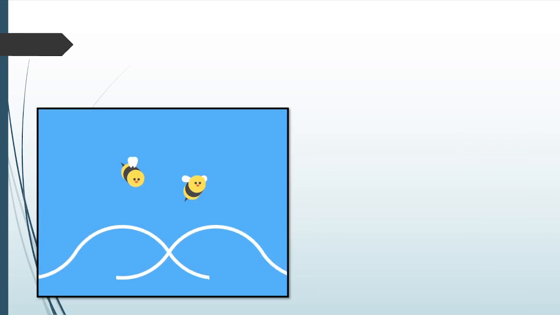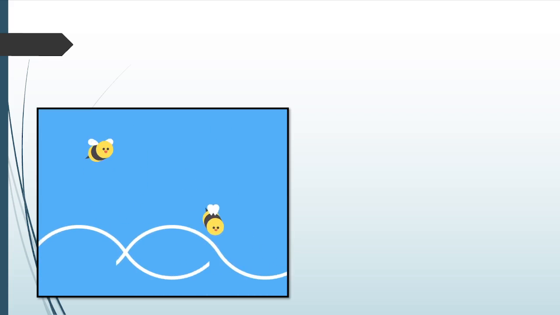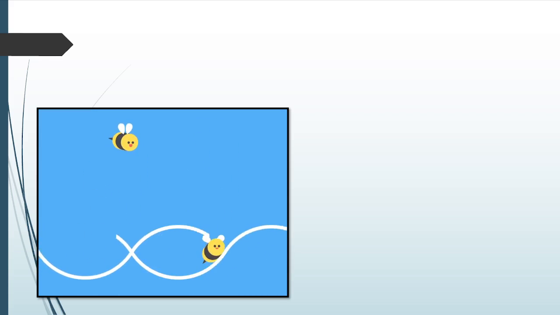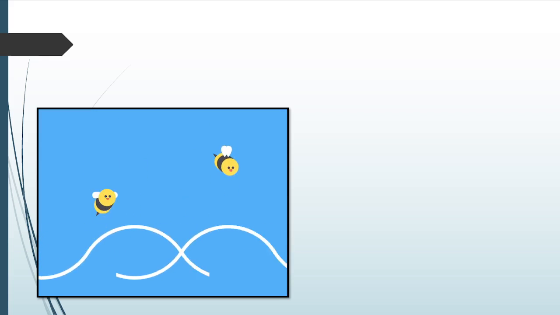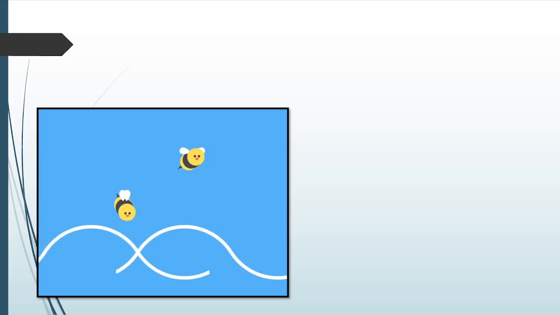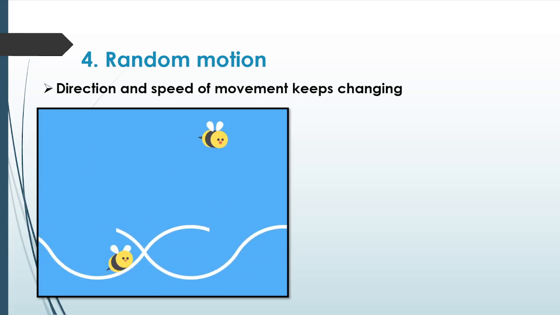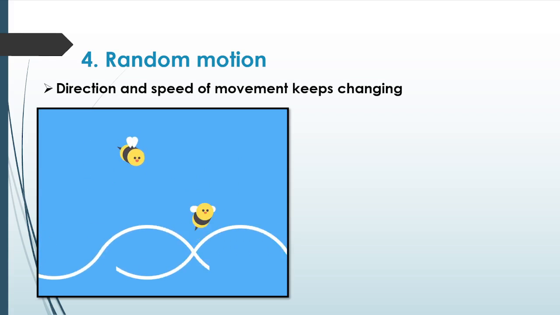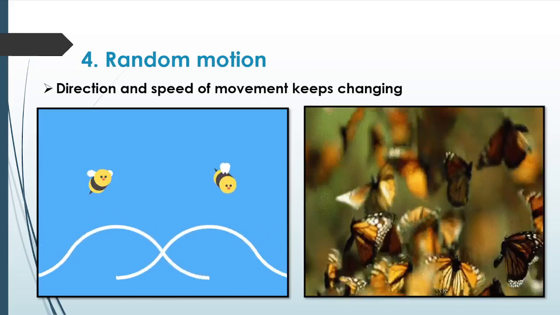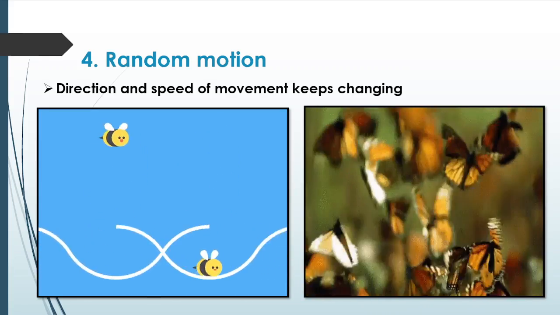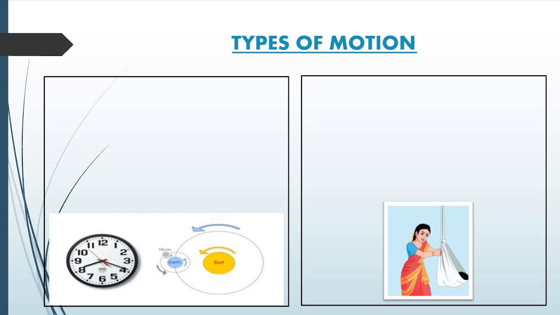Now, not everything in nature has a planned path of movement. Bees or butterflies or the birds in the sky can move randomly in any direction and can also rapidly change the speed of their motion. And this type of motion is referred to as random motion. Random motion is a type of motion in which the direction and the speed of movement keep changing, like the movement of a football player on the football field.